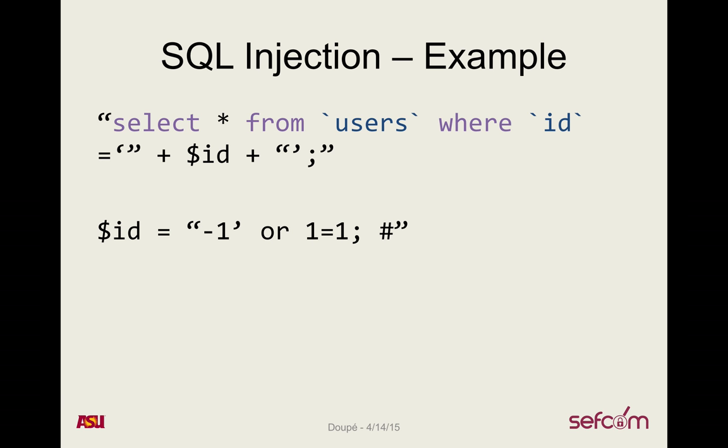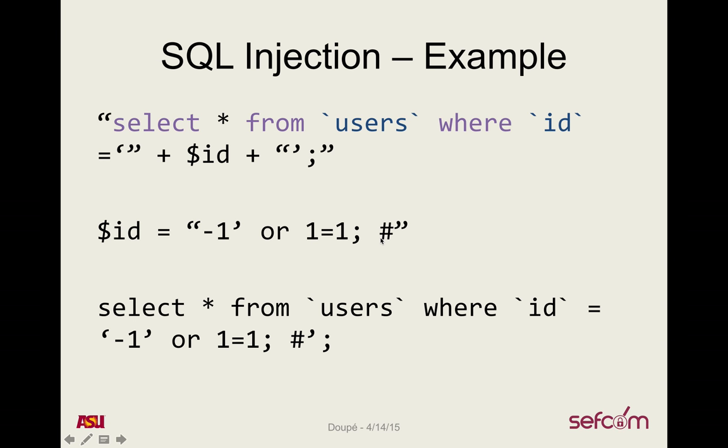So now we can do something like -1 tick or 1 = 1 semicolon hash mark. And what's the hash symbol in a SQL query? Comment to the end of the line. So it's just like // in C or C++ or most programming languages. So now when it parses it, it's going to say, hey, this is the query: select star from users where ID is equal to -1 or 1 = 1, semicolon. And it ignores the rest of this part, right?